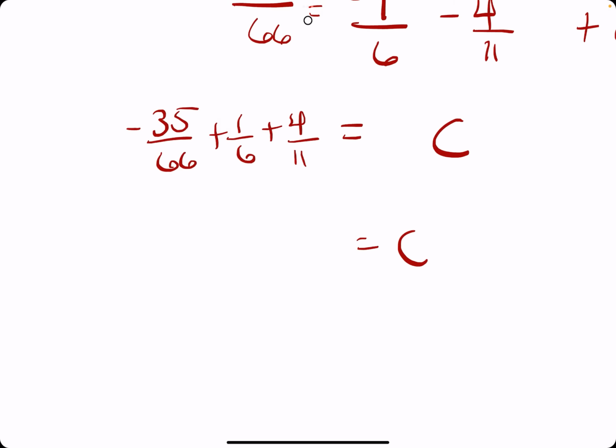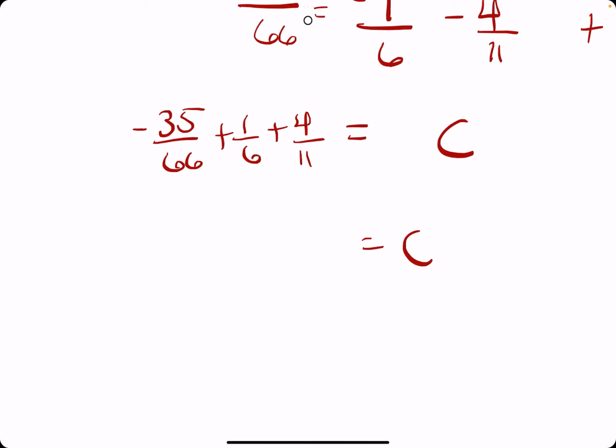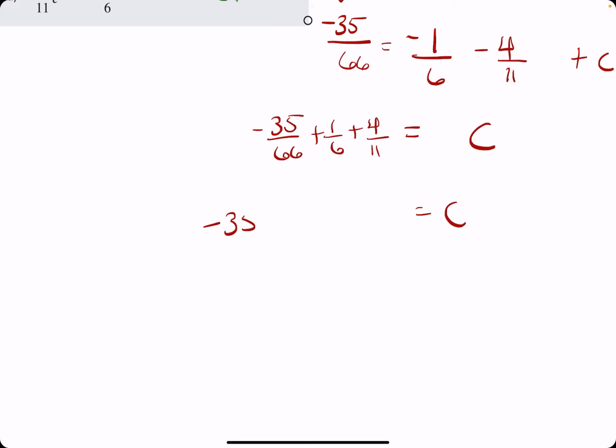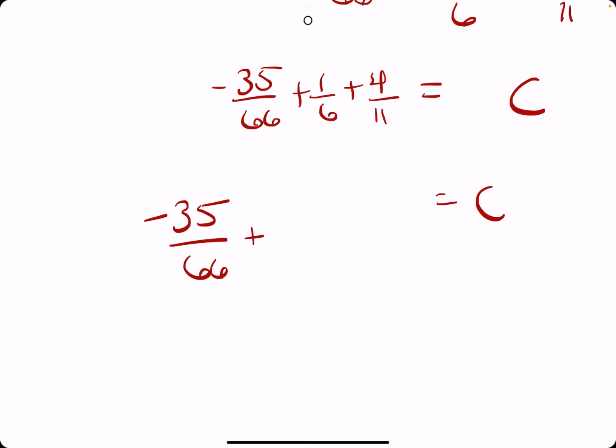So we could convert this all by hand, which I might do just to demonstrate once, or of course you could use a calculator. So negative 35 over 66 plus, how do we get 66 here? We multiply 6 by 11. And so multiplying by 11, we get 66. And so multiplying the top by 11, we get 11. Now, 11, we multiply by 6 to get 66. Therefore, we multiply the top by 6.